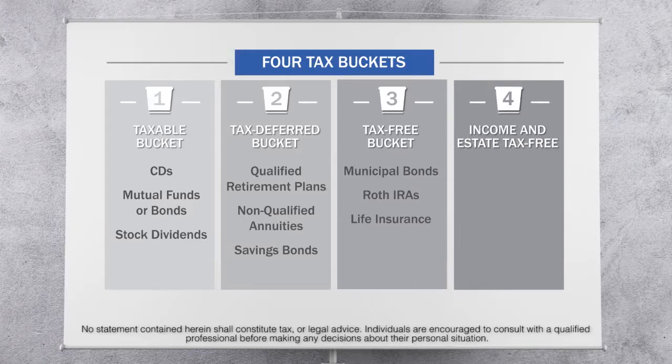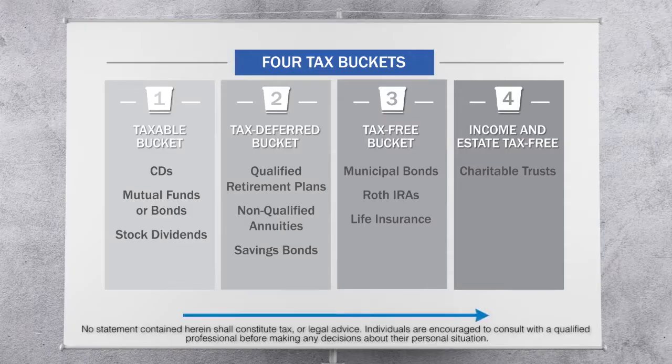Finally, the fourth bucket is income and estate tax-free, and that's where you get into charitable trust and other similar arrangements. Here's what you need to know. If you want to reduce your taxes on your assets over time, you need to move assets to the right.